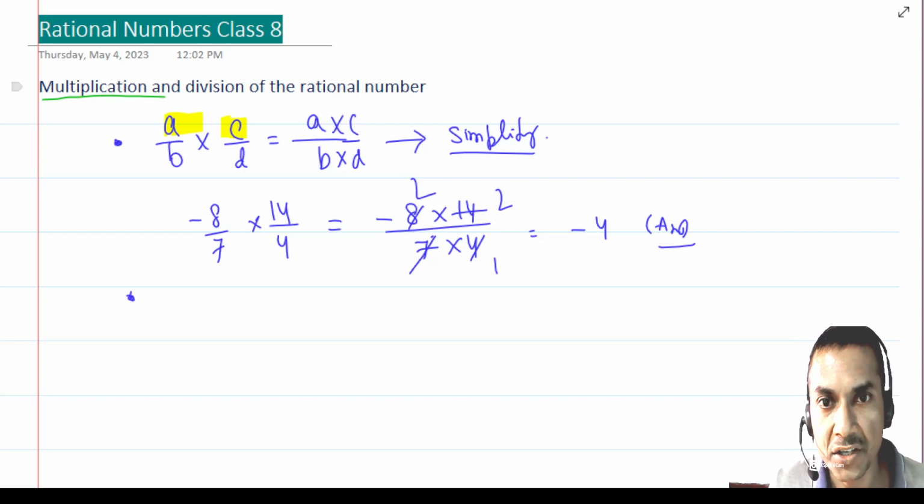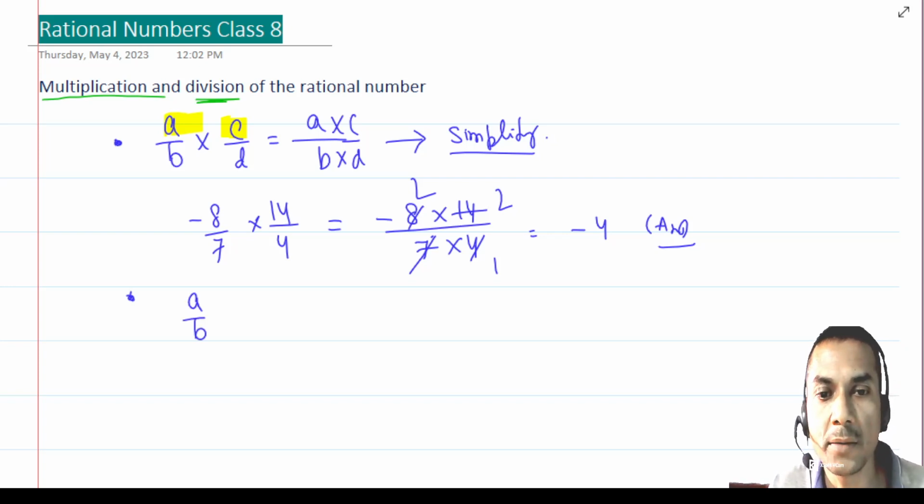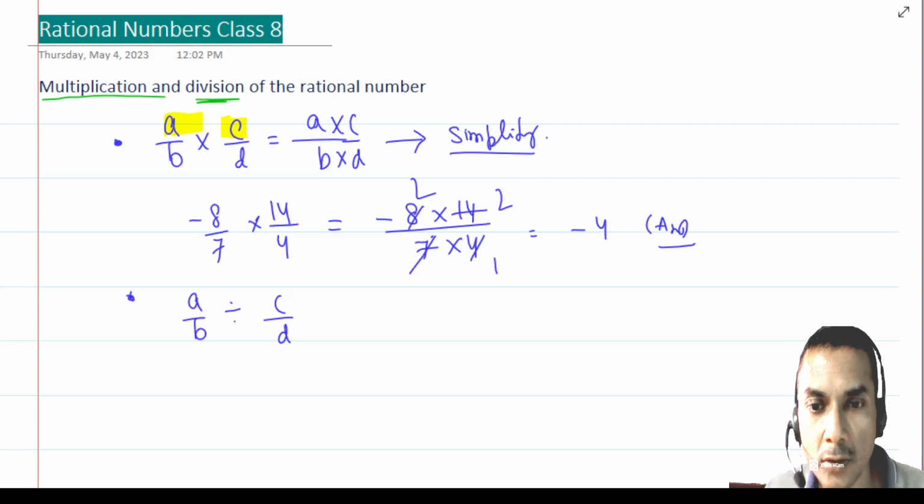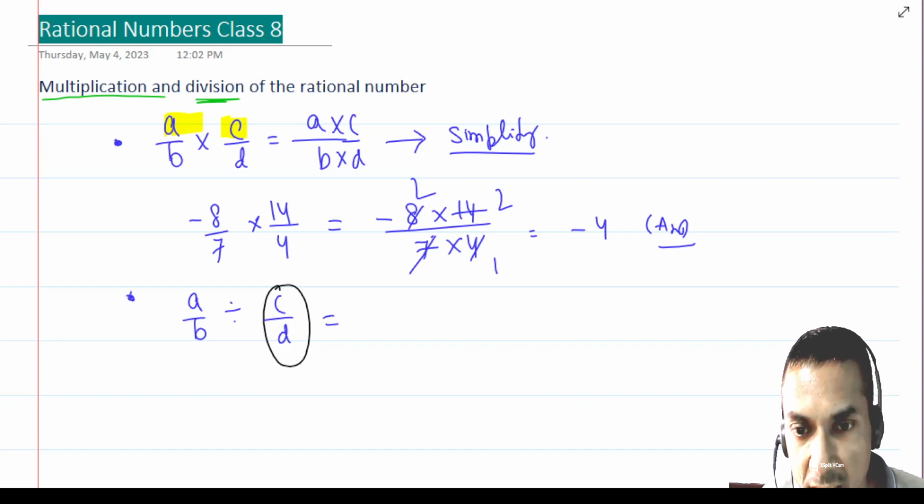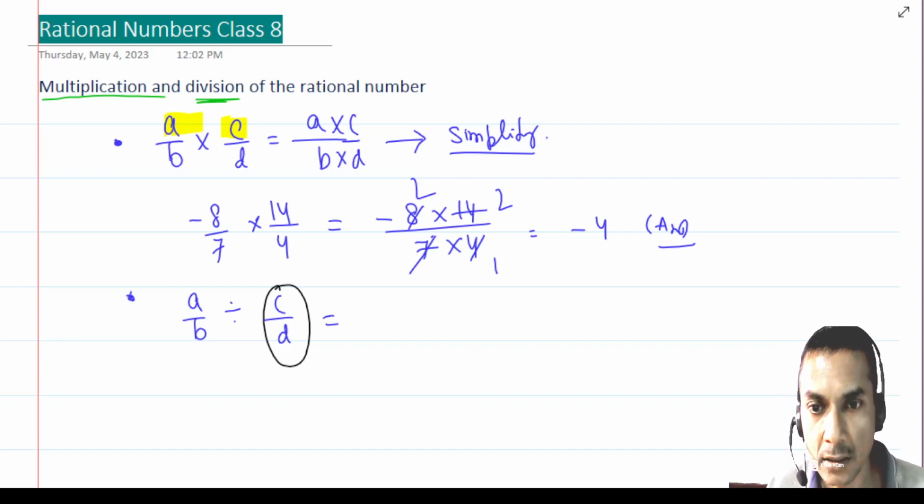Now we learn the division. Clear? a by b divided by c by d. Divide a by b with c by d. What you have to do? You know that you have to take the reciprocal or inverse, and multiply it with a by b. You have to take the reciprocal and inverse of this value.